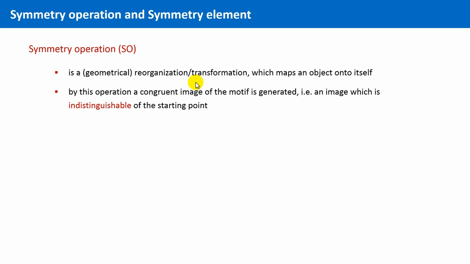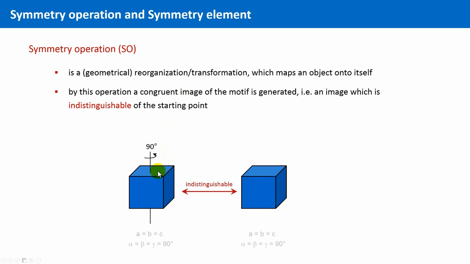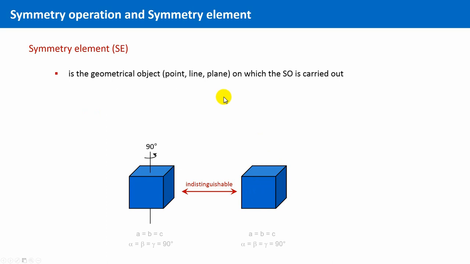Let us look again at the example of unit 2.7. Here the symmetry operation is rotating this cube around this axis by 90 degrees, and you cannot distinguish the result from the start configuration. The symmetry element, in contrast, is the geometrical object. This can be a point, a line, or a plane on which the symmetry operation is carried out.